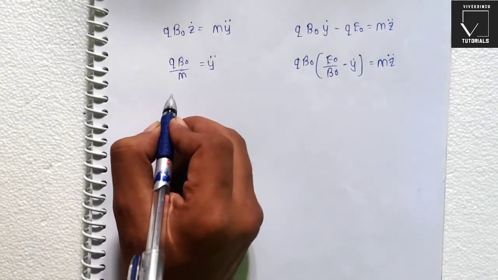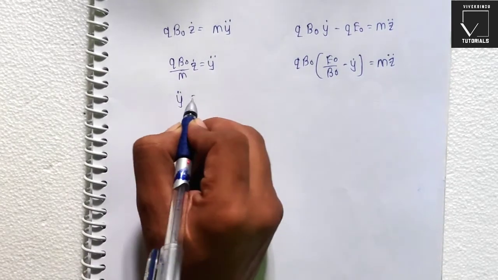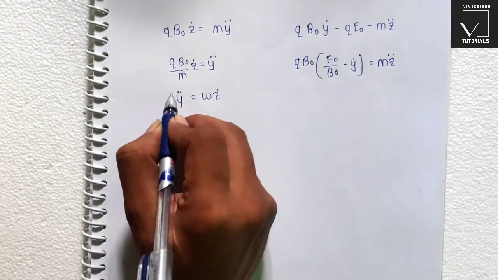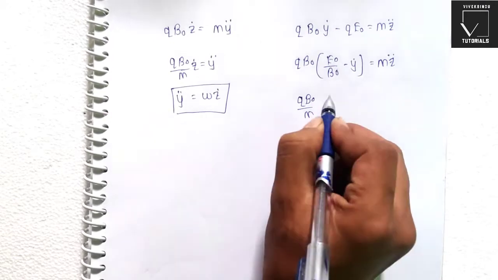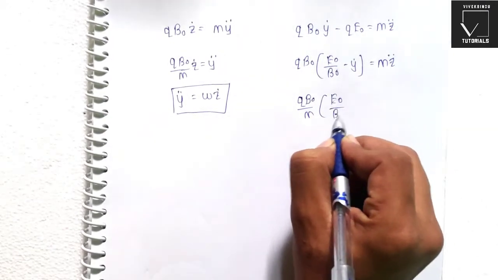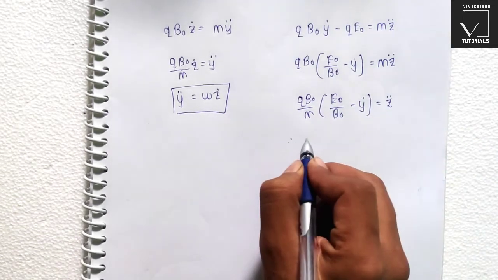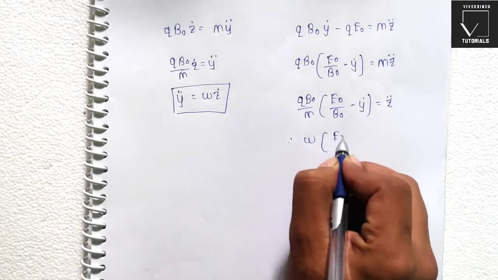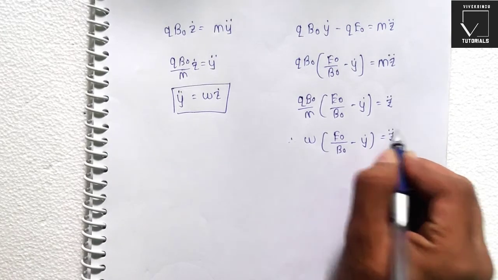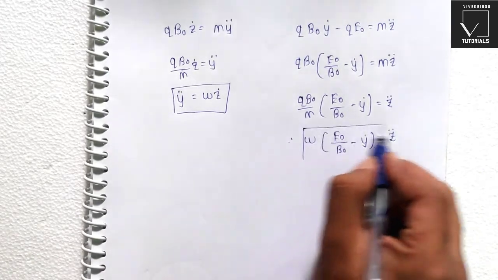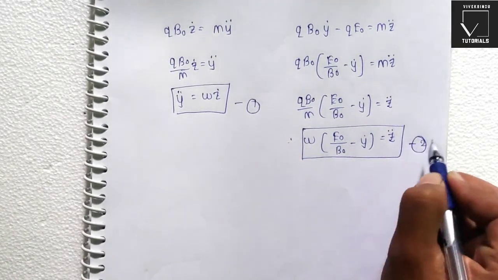Here we get y double dot is equal to omega z dot, and here we have qB0 upon m into E0 upon B0 minus y dot is equal to z double dot. Therefore omega into E0 upon B0 minus y dot is equal to z double dot. So we get these two equations. Let's say this is equation number 1 and this is equation number 2.